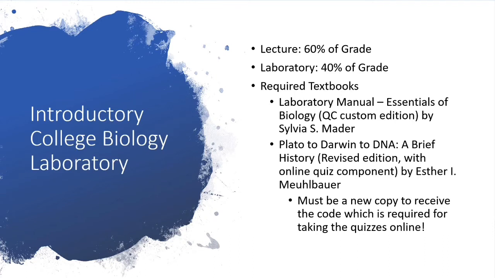So you have required textbooks. You have two books required for this course. You have the lab manual, which is the value edition created for Queens College, the BIOL11 lab manual. And then you also have the Plato to Darwin to DNA, a brief history. And with that comes the code to access the online quizzes that you will be taking.